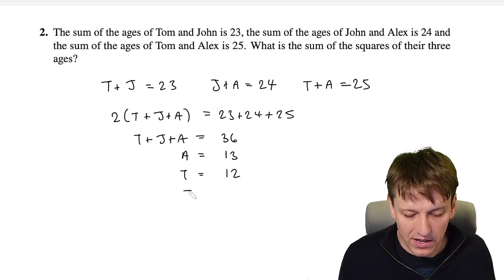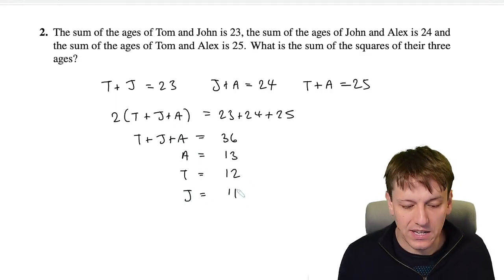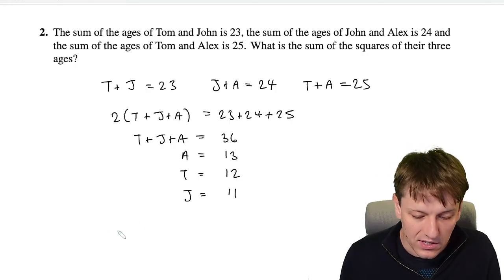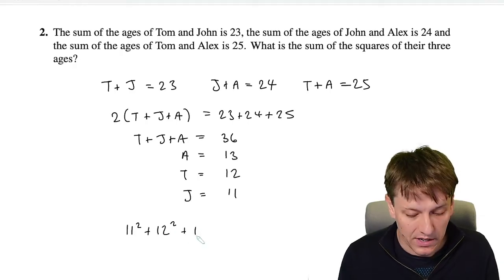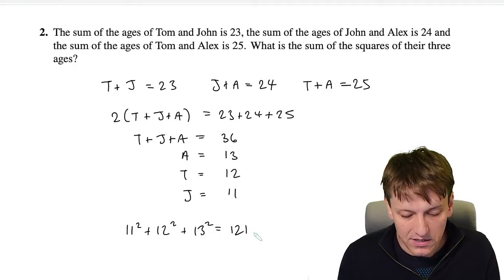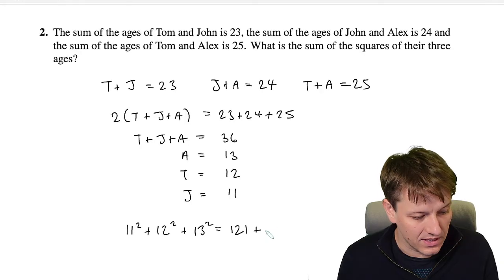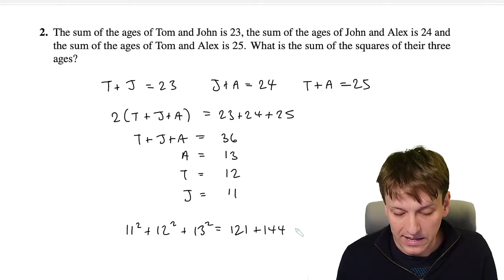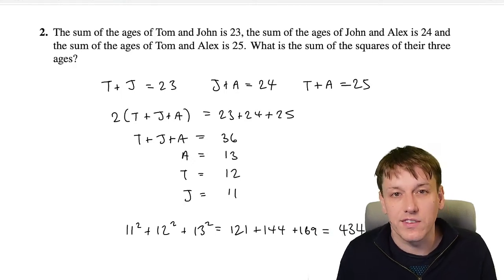Take t and a away, and I'm just left with j equals 11. We want the sum of the squares of their ages, so the answer to this question is 11 squared plus 12 squared plus 13 squared, and make sure you get this bit right and don't mess up the easy part here. Just add together 121, 144 and 169, and you will get the answer of 434.